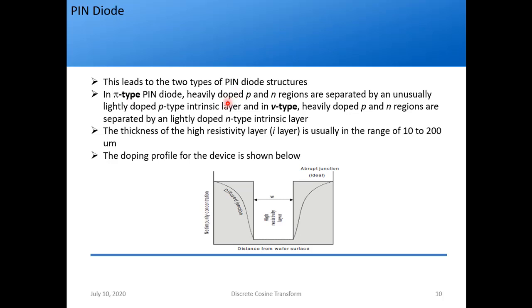We have two types of PIN diode, pi type and nu type. In pi type, heavily doped P and N regions are separated by a lightly doped P type, while if it is separated by a lightly doped N type, then it is nu type.